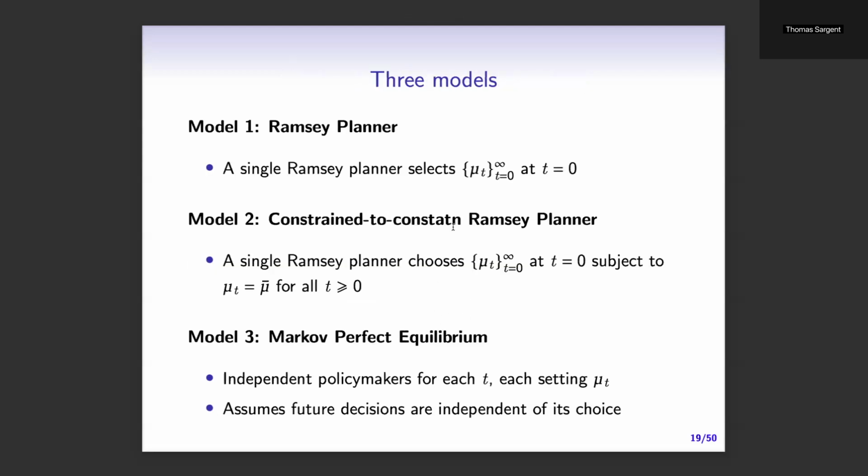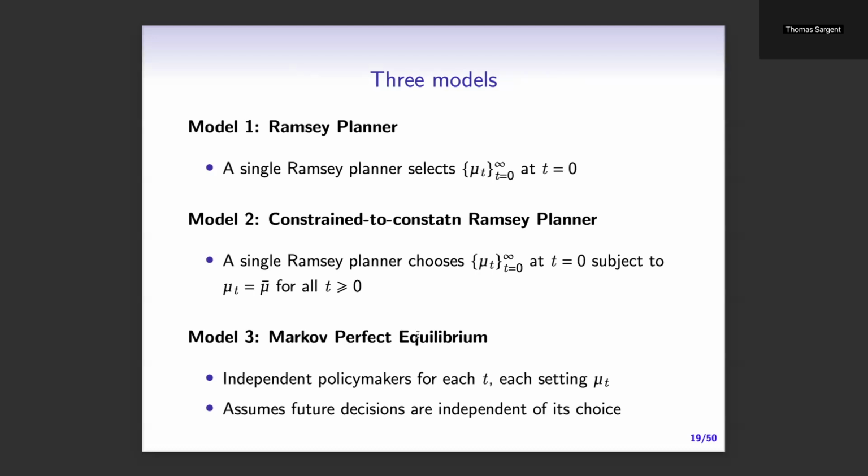I'm going to describe three models. See a big typo here. We're going to have a Ramsey planner, as we talked about last time. Then we have a constrained-to-a-constant Ramsey planner. It gets to choose this entire sequence, but the sequence can't vary over time. It's just boring. So mu t has to be a mu bar. And then we have Markov perfect equilibrium. And these are three different concepts.